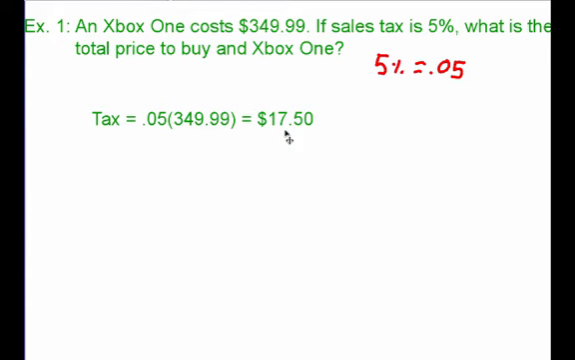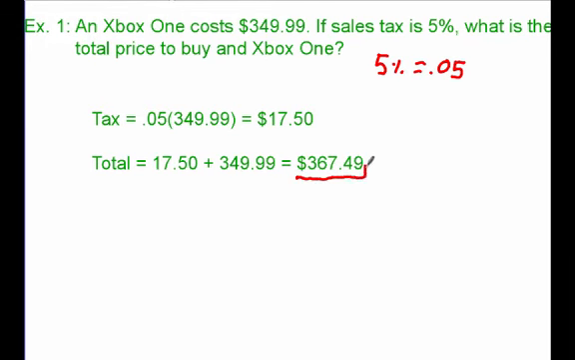So now, in order to find the total price, which is what the problem is asking us, I'm going to have to add my tax, $17.50, to my original price of $349.99. So I just add them together, and I get a total of $367.49. So this right here is our answer. This would be the total price you would have to pay for the Xbox One if we were paying for it using 5% sales tax.